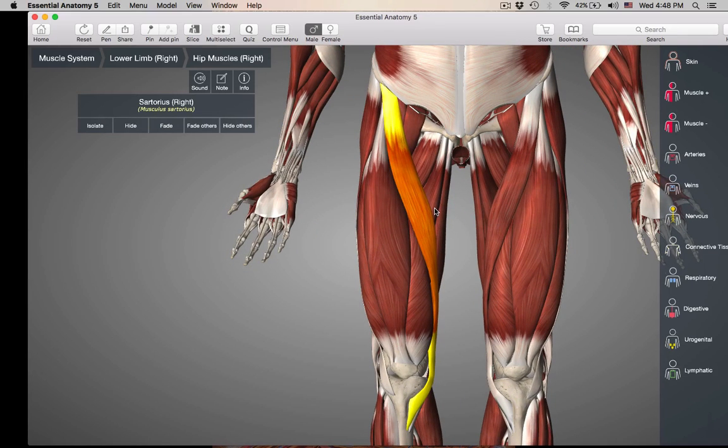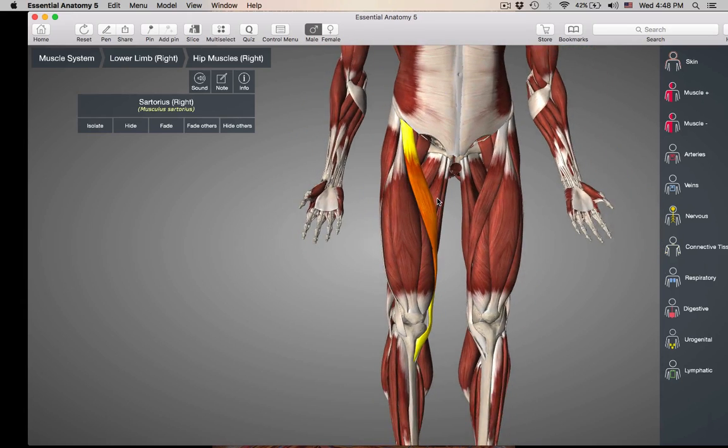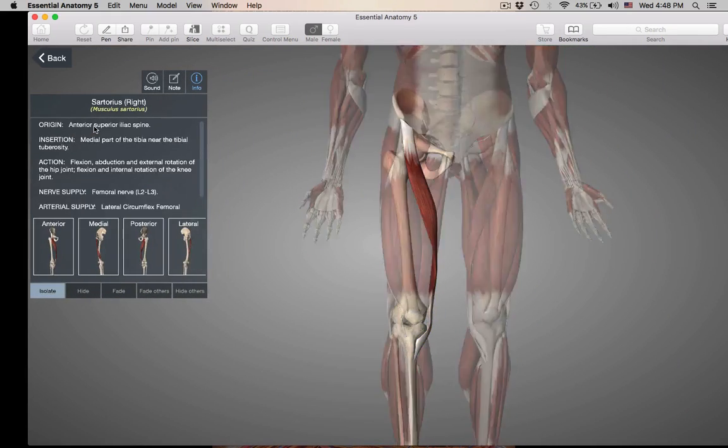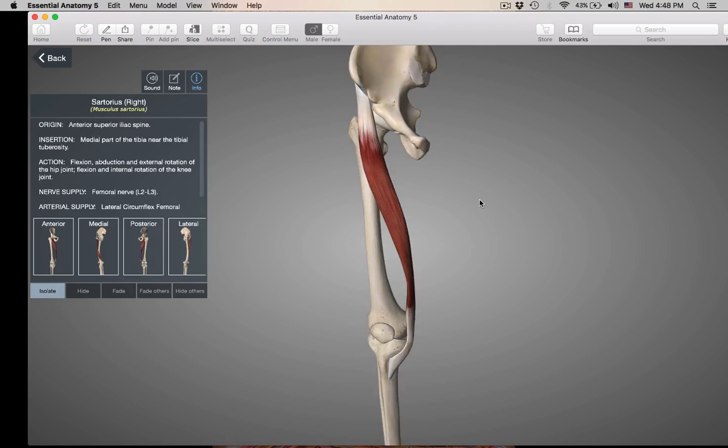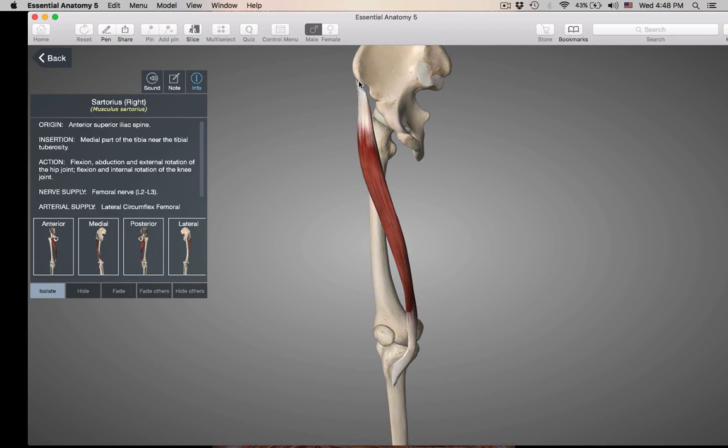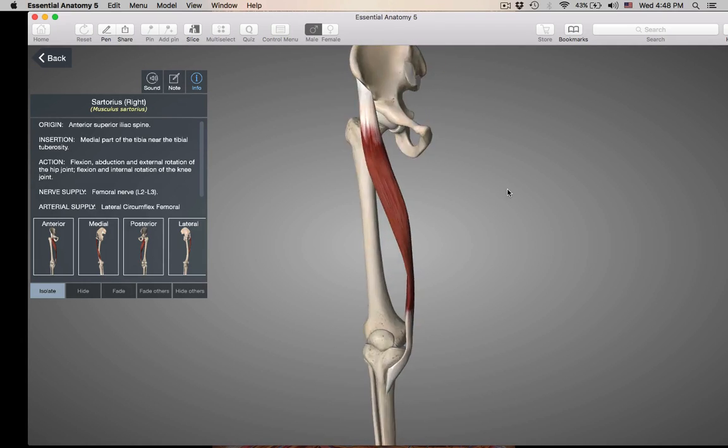So Sartorius, you've got one on each side, and let's isolate this guy out. So you can see Sartorius, its origin is on the anterior superior iliac spine. Remember your anterior superior iliac spine? And it is crossing over, and it's going to be inserting on the tibia, on the medial surface of the proximal end of the tibia. So that is Sartorius. Real easy muscle to find, and it has a really cool action.